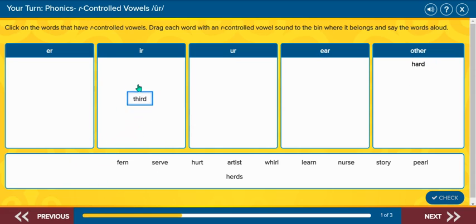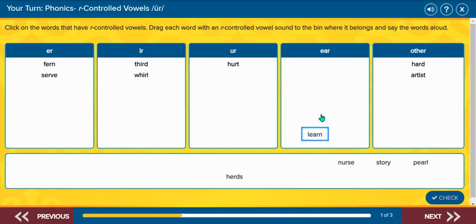Third. Fern. Serve. Hurt. Artists. This is another R-controlled vowel A. Whirl. Learn. Nurse.